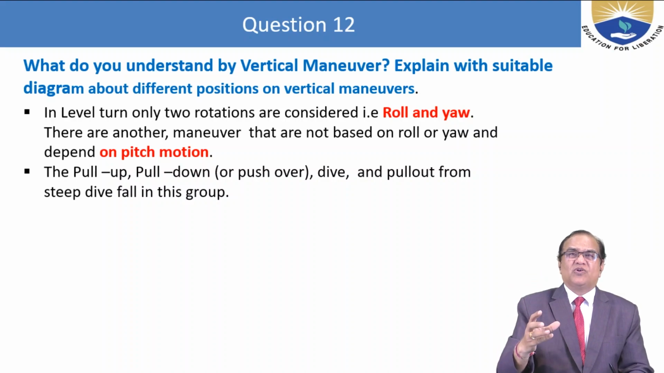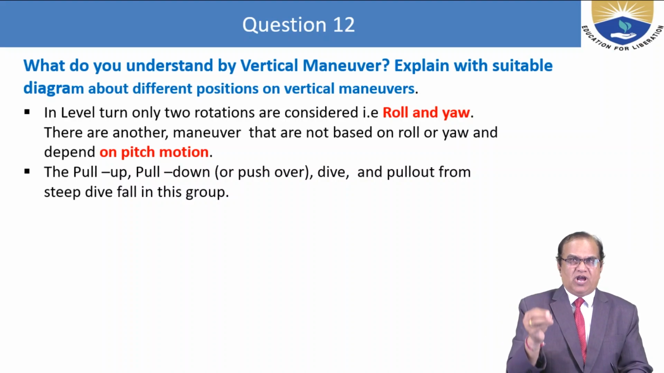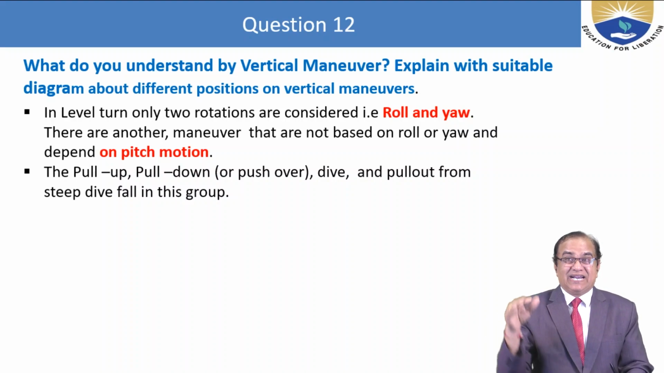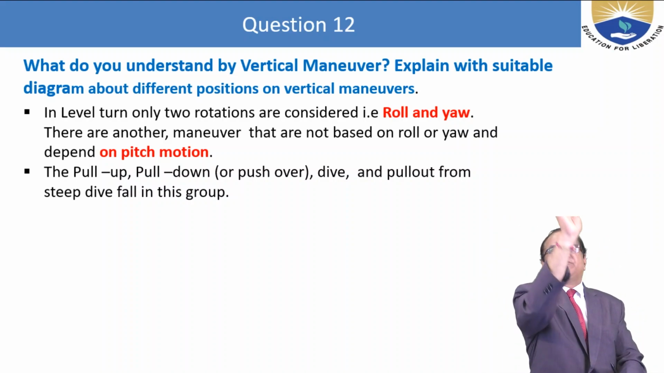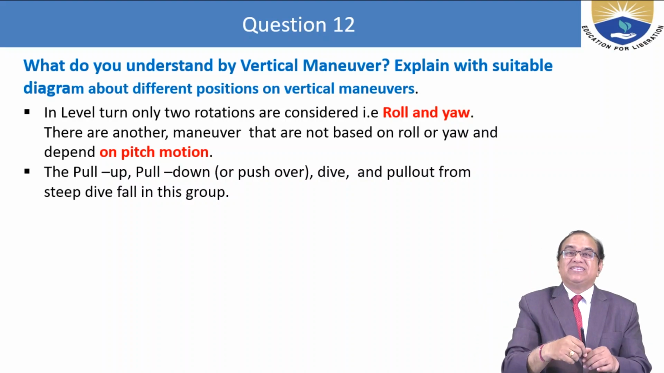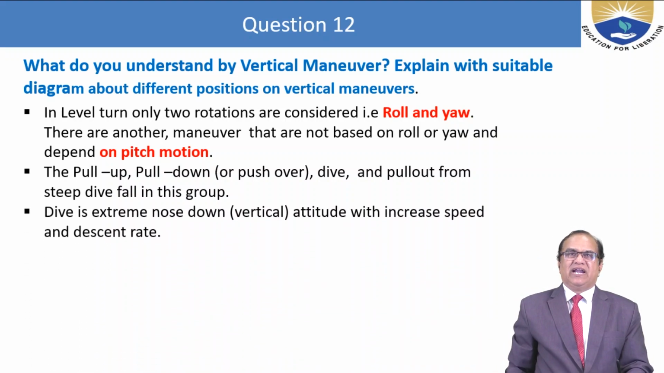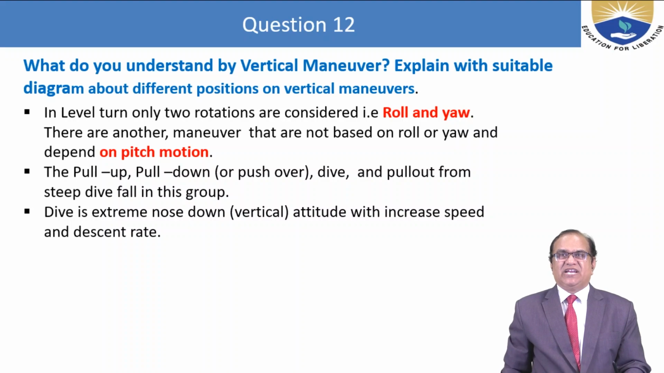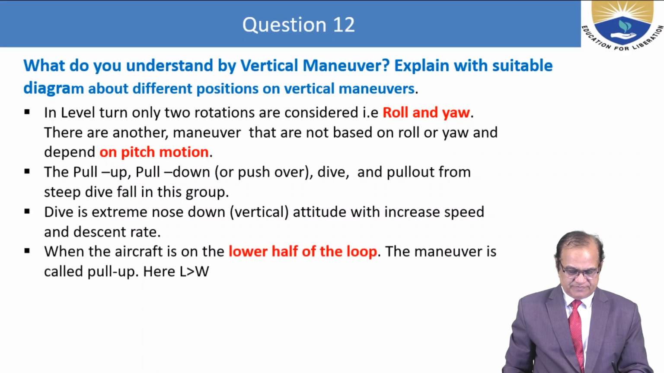Pull down is also known as push over dive, and the pull out from the steep dive falls in this group. So in the vertical maneuver, there is pull up, pull down, and also push over dive. The aircraft is just falling down, and pull out from the steep dive. So the aircraft is diving and again it is pulling out. These all motions are part of the vertical maneuver. Dive is the extreme nose down vertical attitude with increased speed and descent rate.